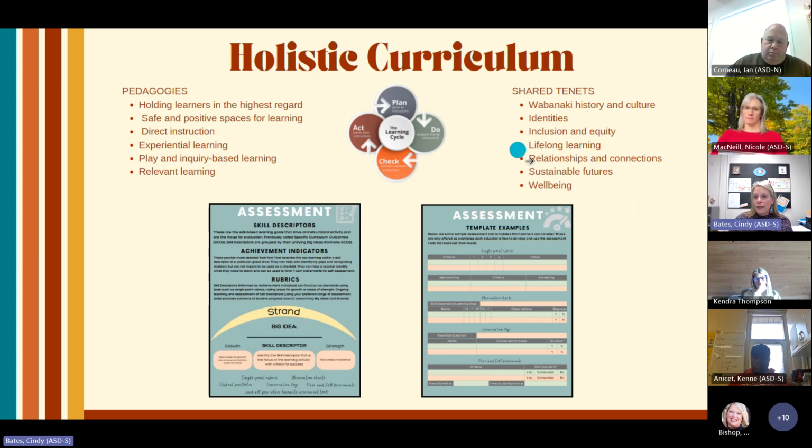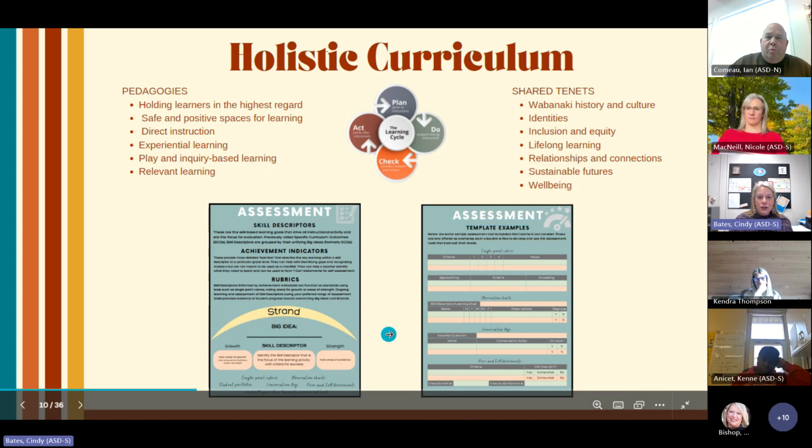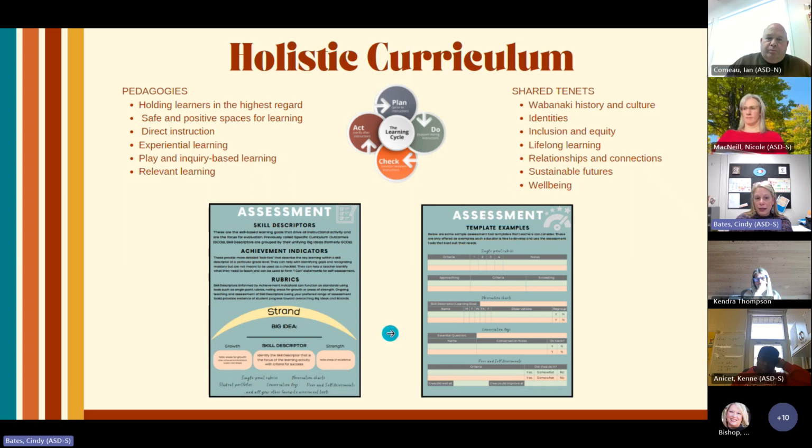And then we also have our shared tenets: Wabanaki history and culture, identities, inclusion and equity, lifelong learning, and the rest. So looking at assessment, again, as I mentioned earlier, using the skill descriptors and the achievement indicators, you would use a rubric. These are, again, examples that we will make sure that you have. Well, actually, I will grab the Holistic Curriculum Resource Guide as we have it. And I'll make sure that that is also in the packet of information that goes out to all of the districts so that you'll have access to that via your own Teams pages.